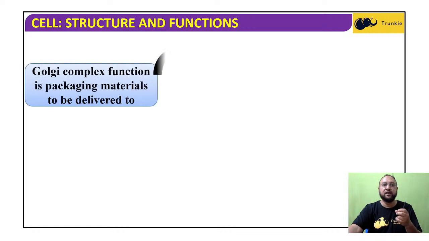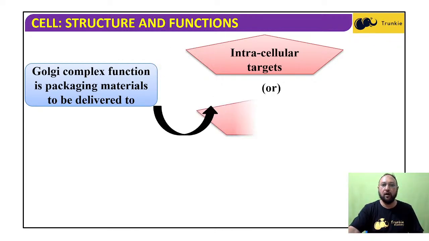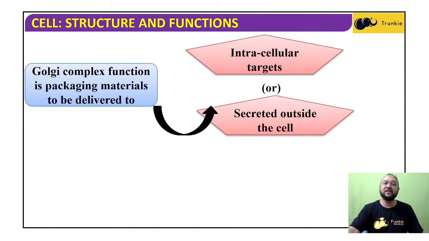The Golgi complex function is packaging materials to be delivered to intracellular targets within the cells. The vesicles which are being detached from the cisternae are going to some different parts of the cytoplasm as their targets, or secreted outside the cell. Sometimes they are going to the plasma membrane and then they are liberating their content, and then it goes to outside the plasma membrane or is secreted outside the cells.